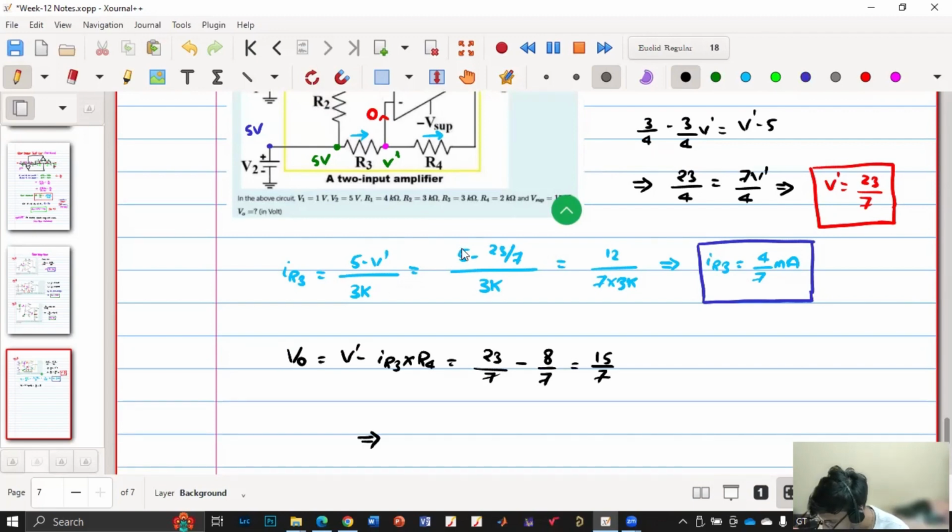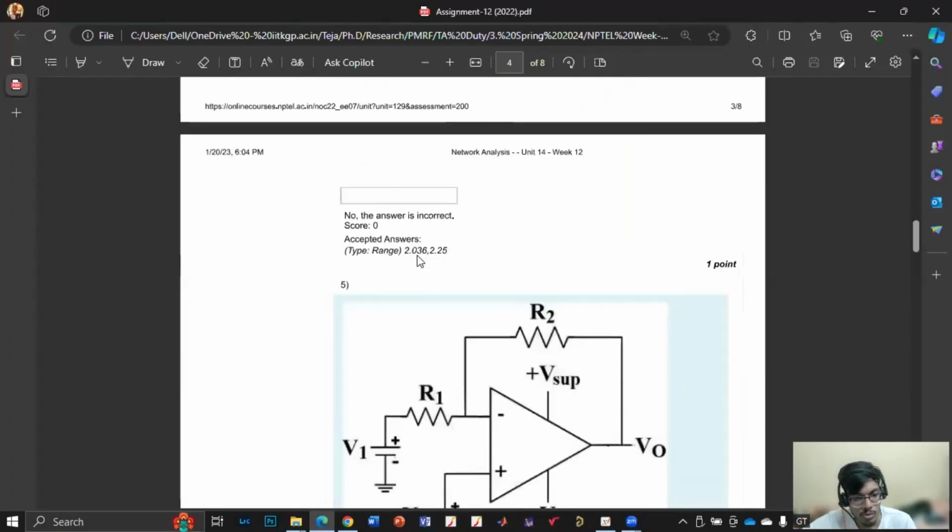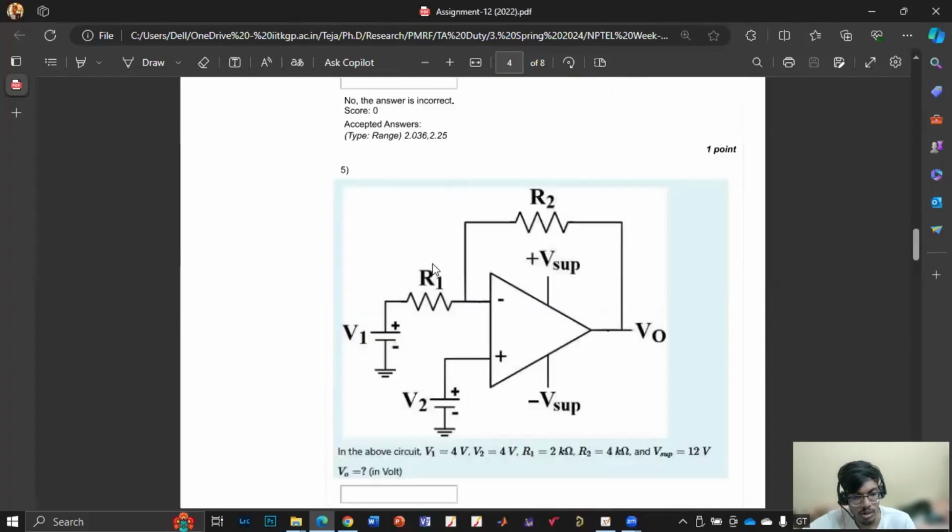So it will be how much? V naught is 2.14 volt. So let us go back and check. V naught is 2.14, so V naught is 2.14, within the range. Okay.